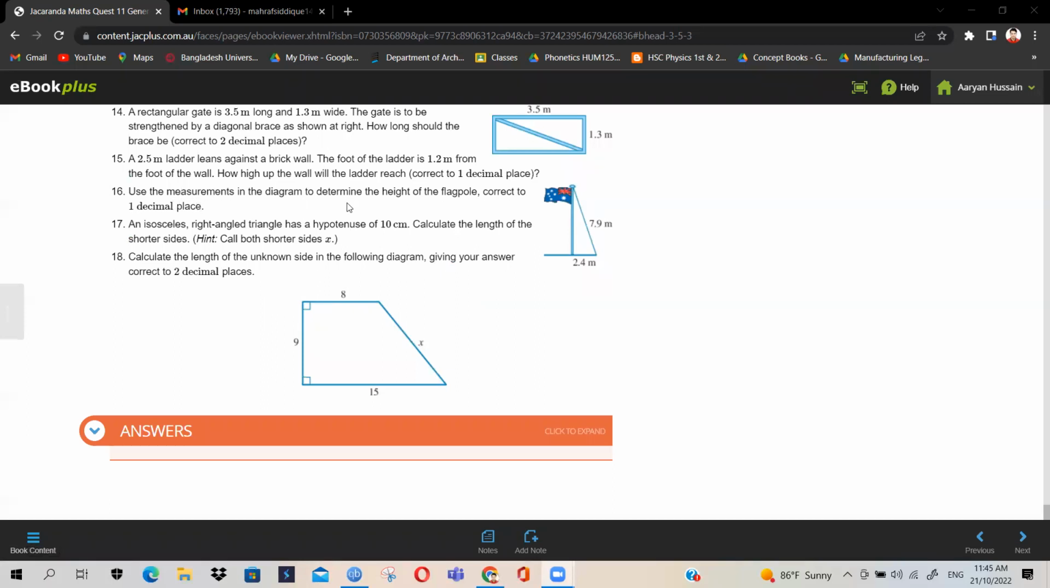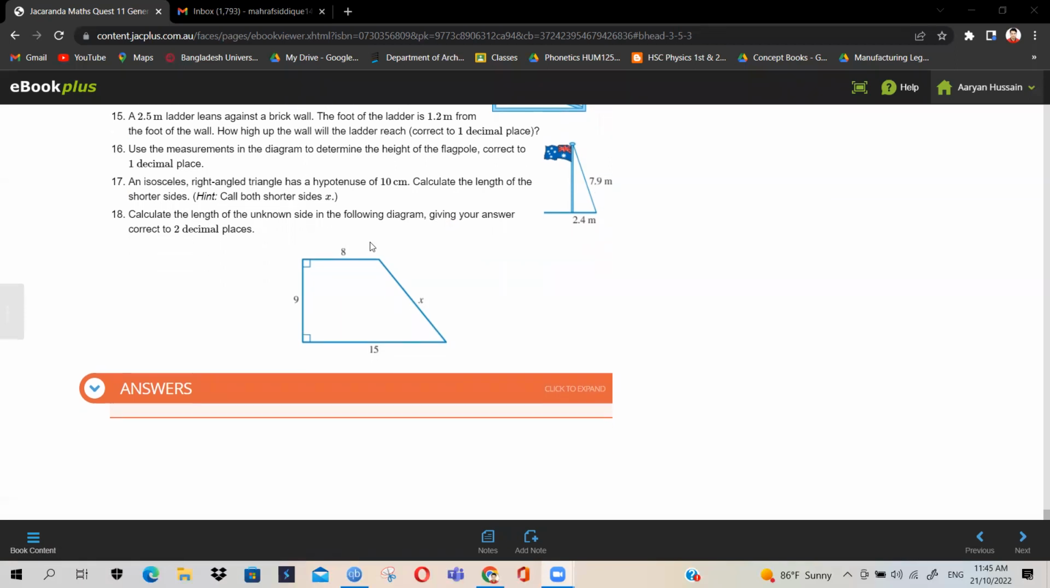Use the measurements in the diagram to determine the height of the flagpole, correct to one decimal place. Okay, these are pretty easy. And this one seems to be an interesting math problem to me, otherwise the others are pretty simple. Tell me, what will you do in this scenario to calculate the height?